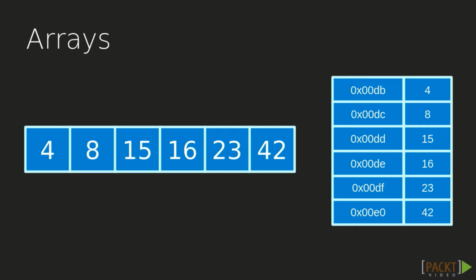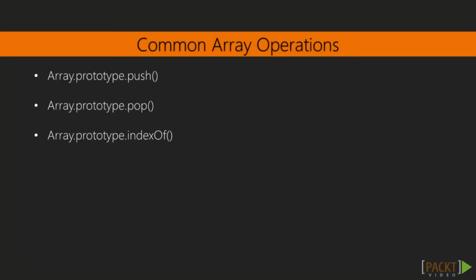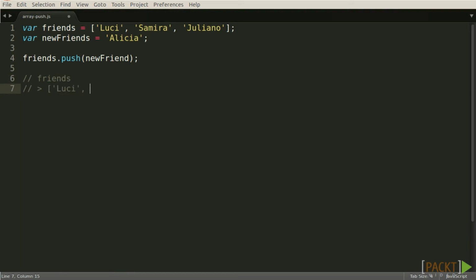But other than this slight detail, arrays are still arrays in JavaScript, and we can accomplish some pretty powerful things using them. To create an array in JavaScript, we can either instantiate the array class, or we can use the array literal syntax. The most commonly used operations on arrays are probably push, pop, and indexOf. The most common way to put an additional item inside an existing array is by sending the new element to the push function. This will append the new element to the end of the existing array.